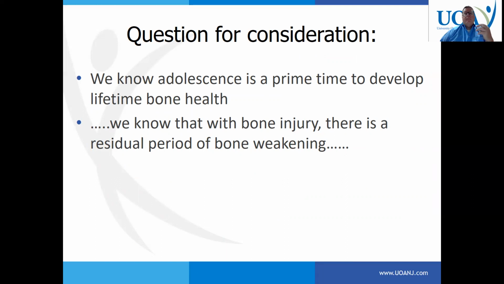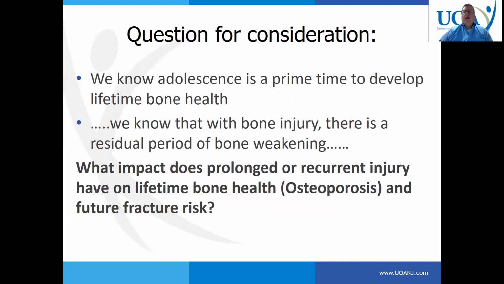We know that after bone injury, there's a residual period of weakening, and it can be a weakening not just of the injured bone, but also of the associated or the contralateral bone. It begs the question: what impact does prolonged or recurrent injury have on lifetime bone health, the occurrence of osteoporosis, and future fracture risk?